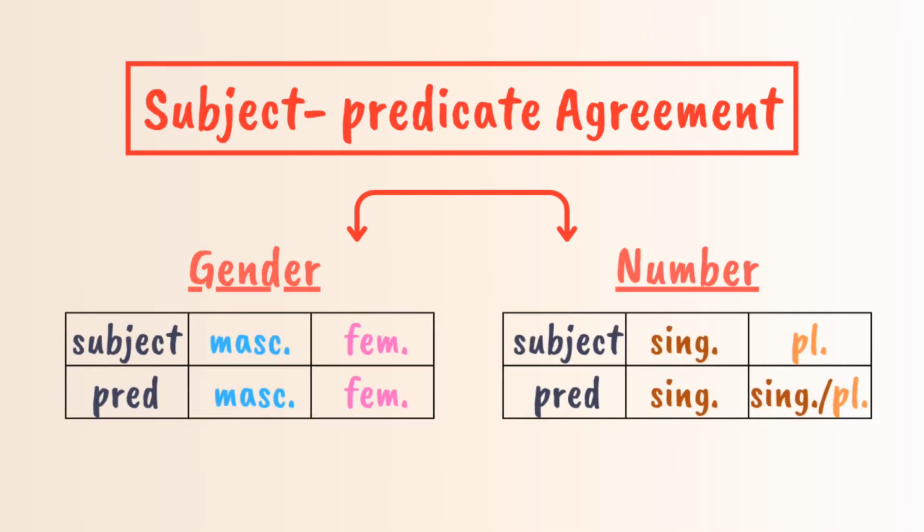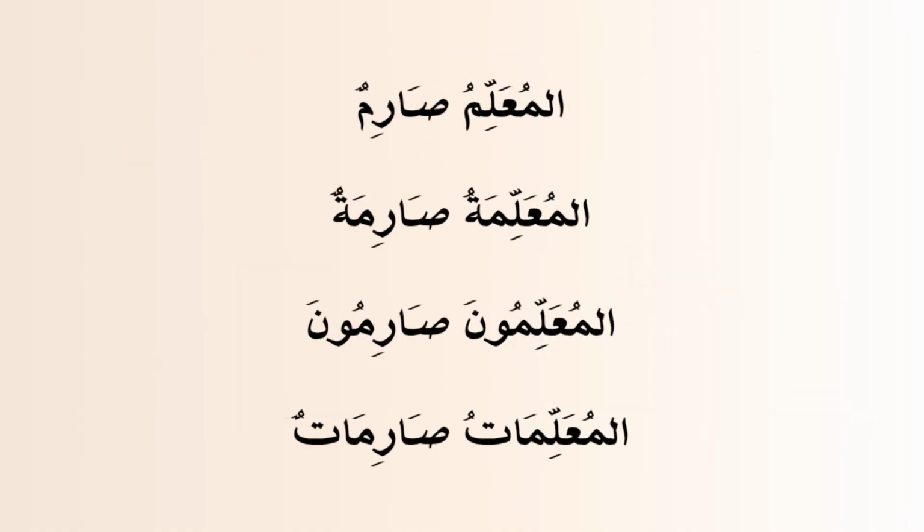The subject and the predicate always agree in gender. If the subject is masculine, the predicate is masculine. If the subject is feminine, the predicate is feminine. As for number, if the subject is singular, the predicate must be singular. If the subject is plural, the predicate can be singular or plural depending on the subject itself. Look at the following examples.